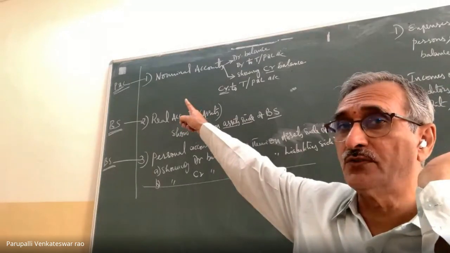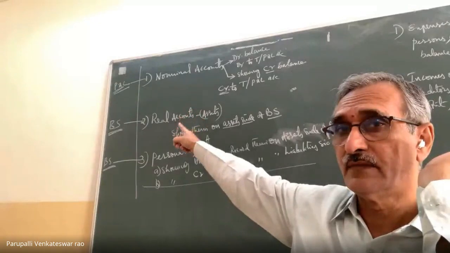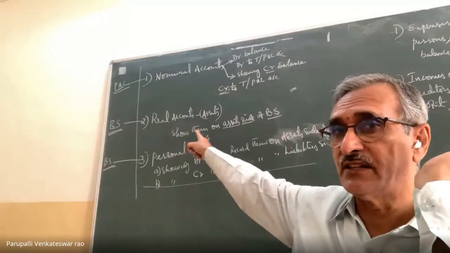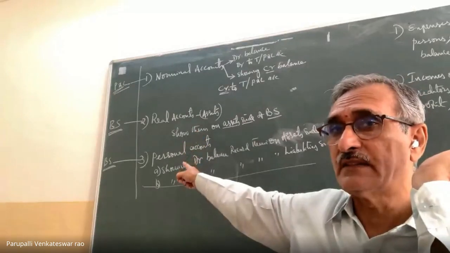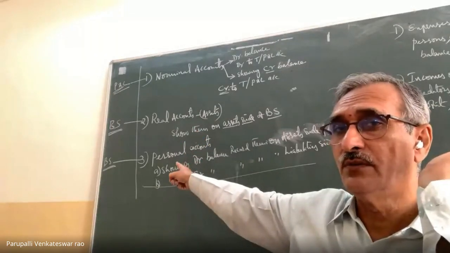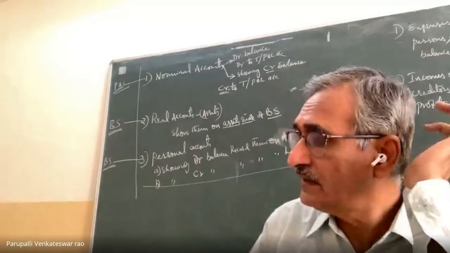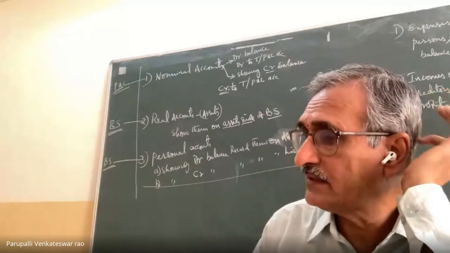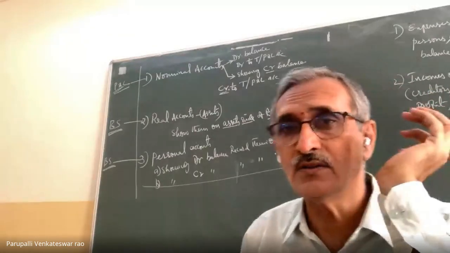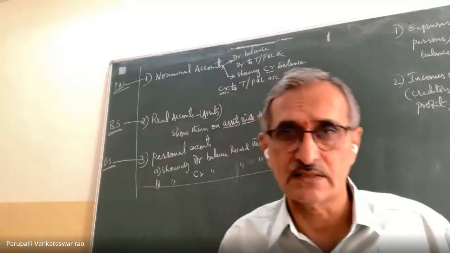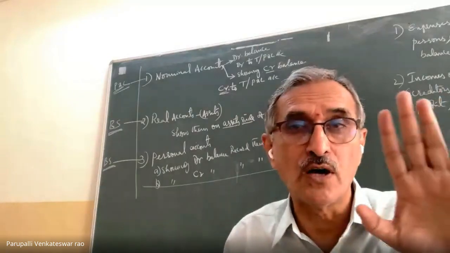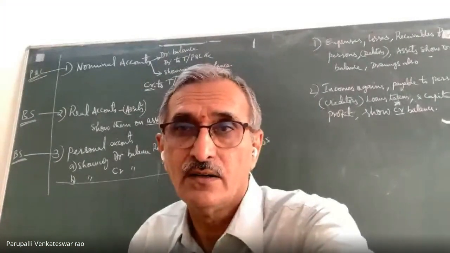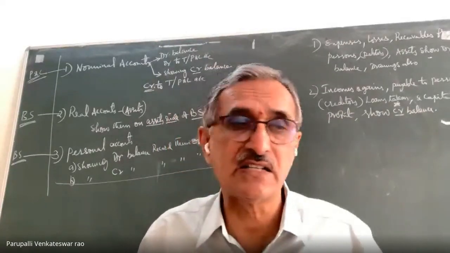Nominal accounts go to profit and loss account. Second one, real accounts will go to balance sheet. Personal accounts also will go to balance sheet. So personal accounts and real accounts will go to balance sheet, and nominal accounts will go to profit and loss account. That is the overall view you must have on preparation of financial statements.